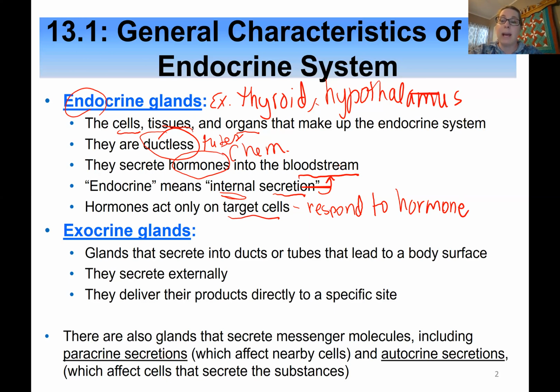Now, exocrine glands, exo means out of or outer, outside. These glands are going to have ducts or tubes that lead to a surface. Could be the surface of the skin, like with sweat glands. They're going to secrete the sweat. It's going to travel through the tube and be deposited on the surface of your skin. Or in the case of the, so these would be sweat glands.